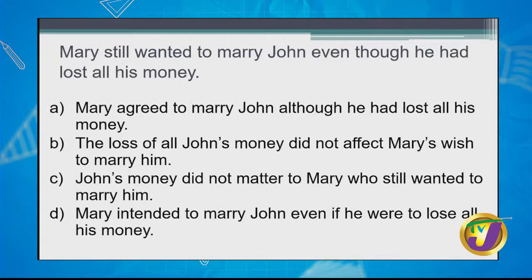Next one. Mary still wanted to marry John, even though he had lost all his money. Mary is a good girl. A. Mary agreed to marry John, although he had lost all his money. All right, think about that. B. The loss of all John's money did not affect Mary's wish to marry him. All right, think about that. C. John's money did not matter to Mary, who still wanted to marry him. All right. And the last one says, Mary intended to marry John even if he were to lose all his money. Now, keep in mind what the original says.